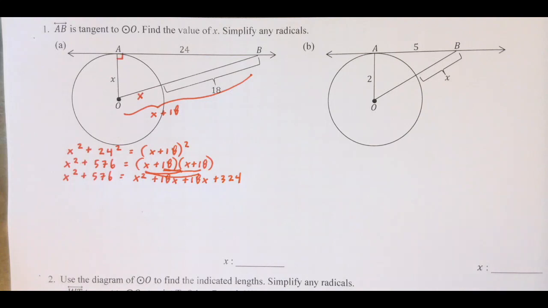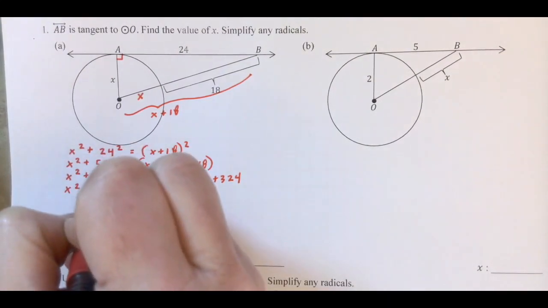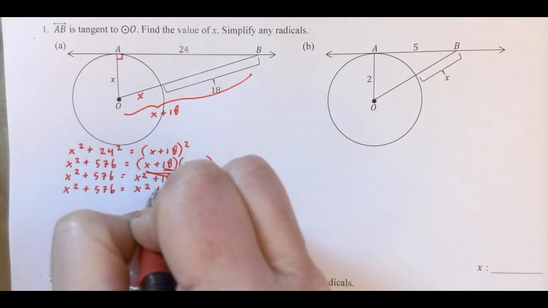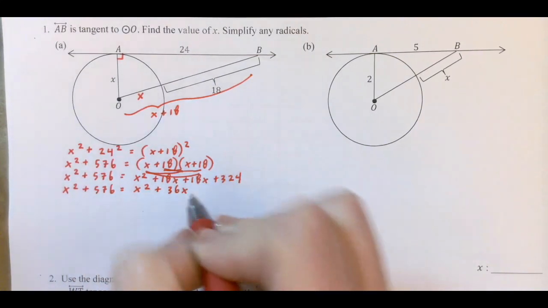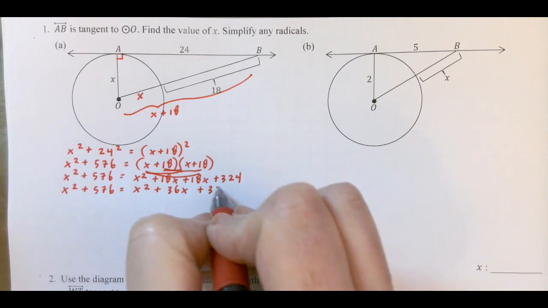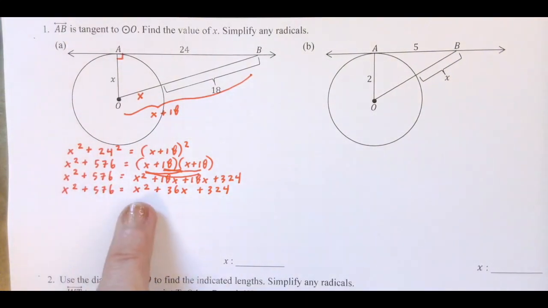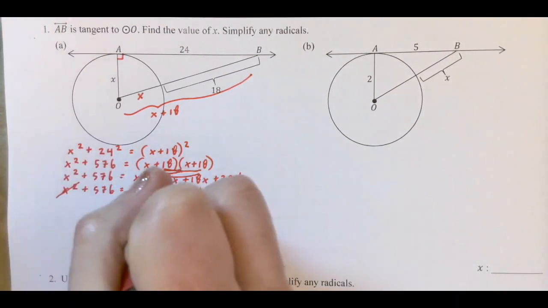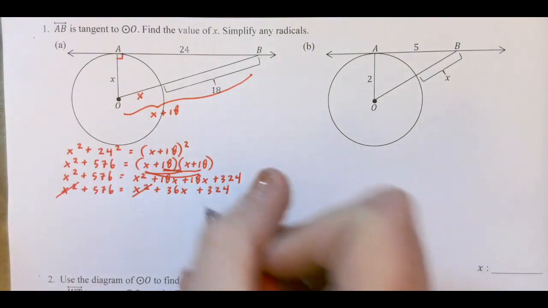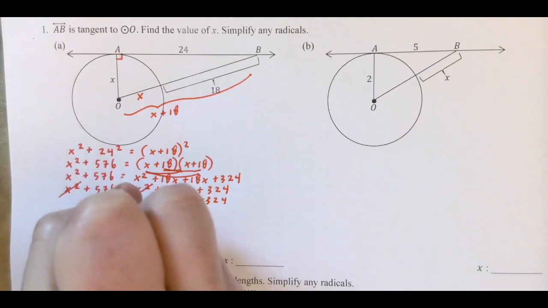All right, now I combine my like terms. I have X squared plus 576 equals X squared plus 36X, right? I'm just combining my like terms right here, plus 324. Okay, if I subtract X squared from one side, it's going to clear it from the other side as well. So now I really just have a linear equation. I want to subtract that 324 over to the other side.